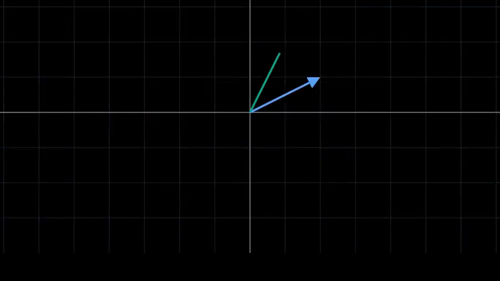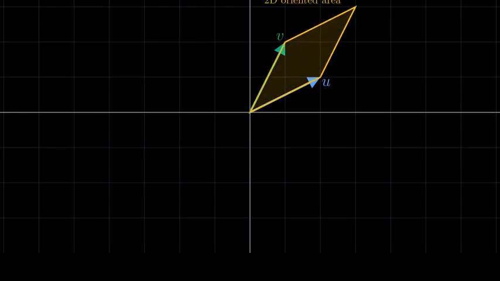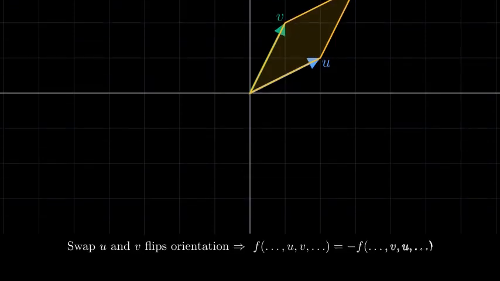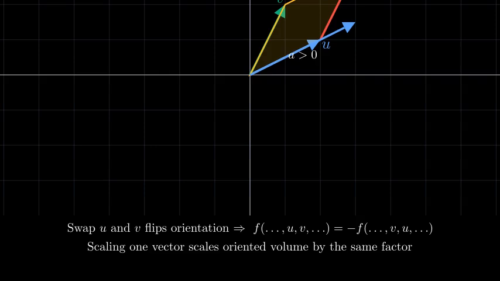Now, oriented volume. We define a function f on n vectors giving the oriented volume of the parallelepiped they span, normalized so that f of the standard basis equals 1. If we swap two vectors, orientation flips, so f changes sign. That is, f is alternating. If we scale one vector by a positive factor a, the corresponding edge length scales by a, so volume scales by a. If we multiply by -1, a reflection flips orientation and flips the sign. Thus f is homogeneous in each slot.